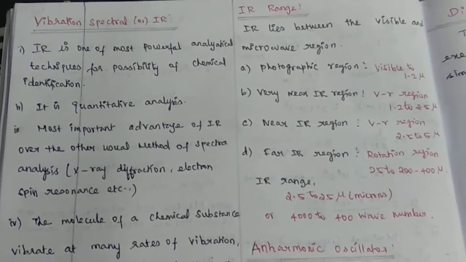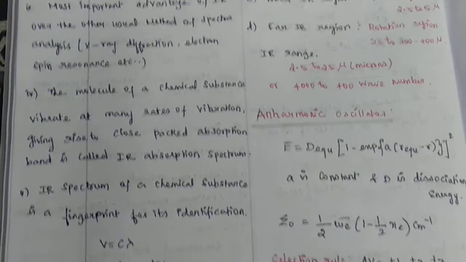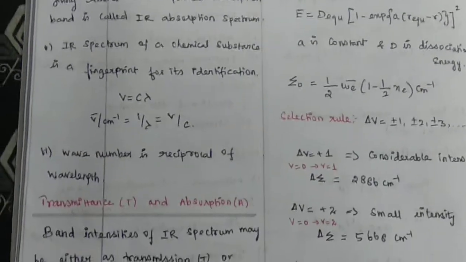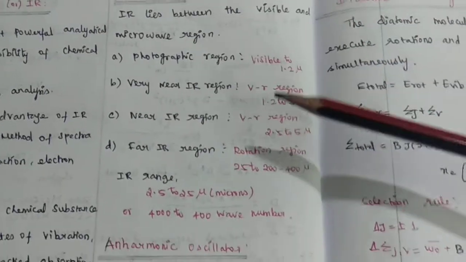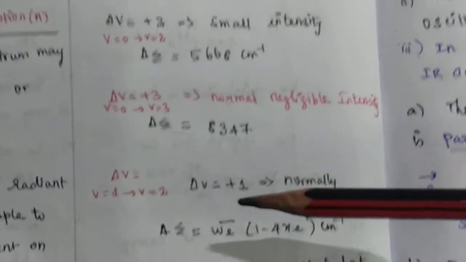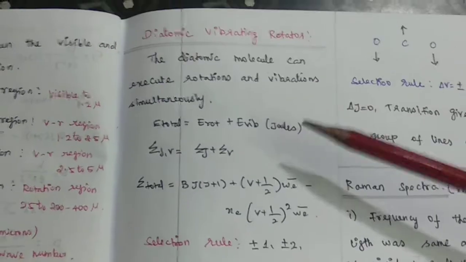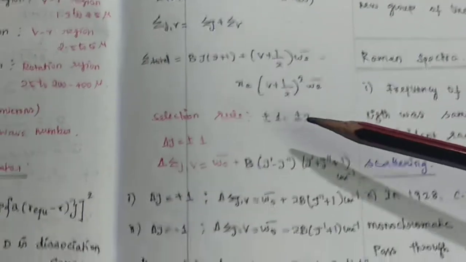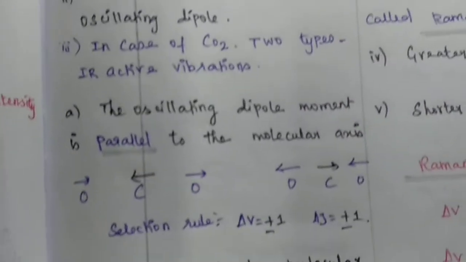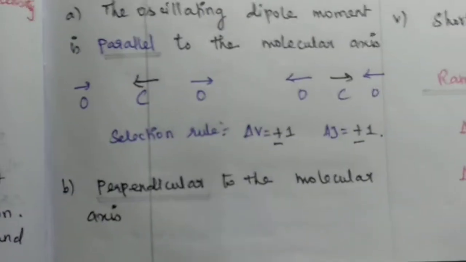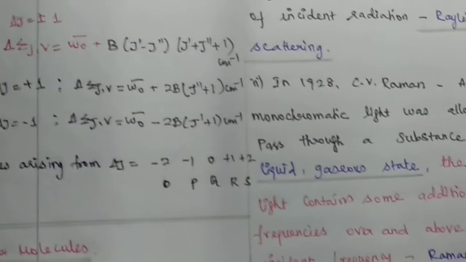Next, vibration spectra, IR. Next, transmission and absorption. Next, IR ranges. Next, anharmonic oscillator. Next, diatomic vibrating rotator. Next, linear molecules. Next, Raman spectra.